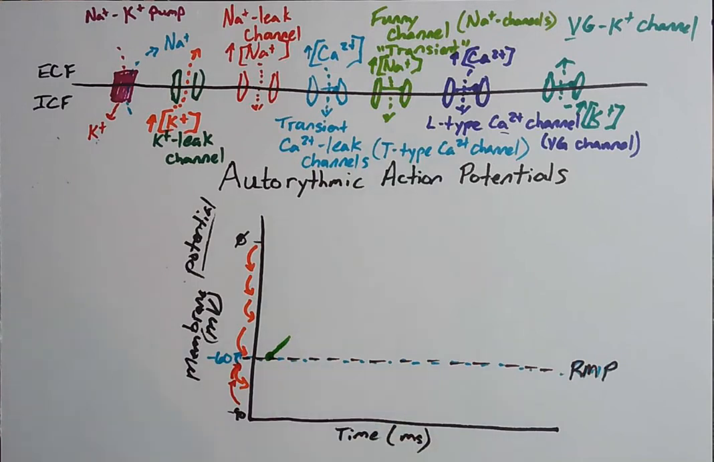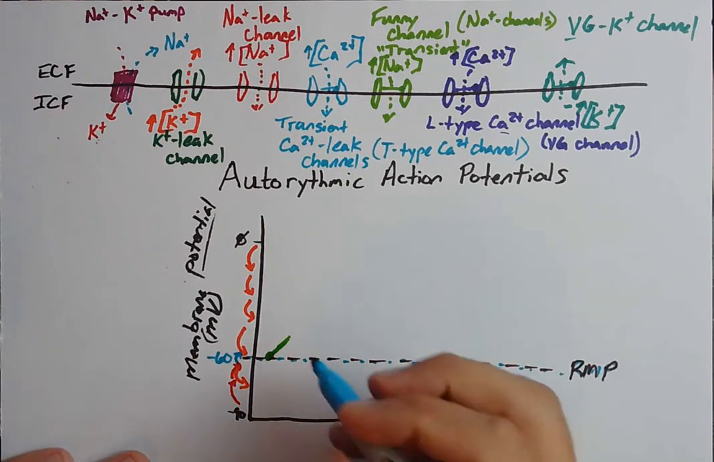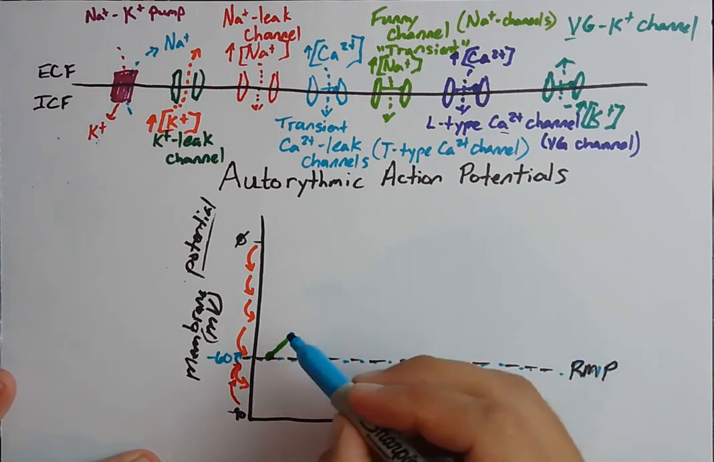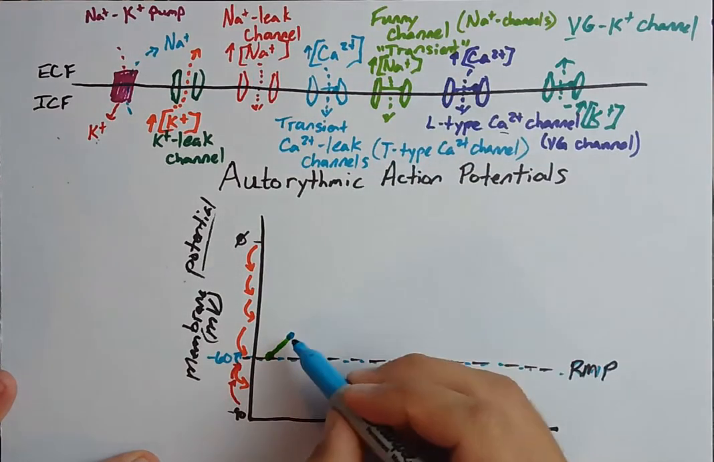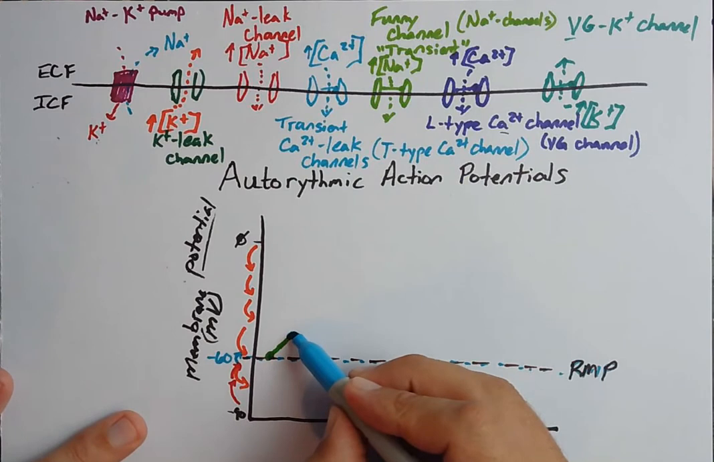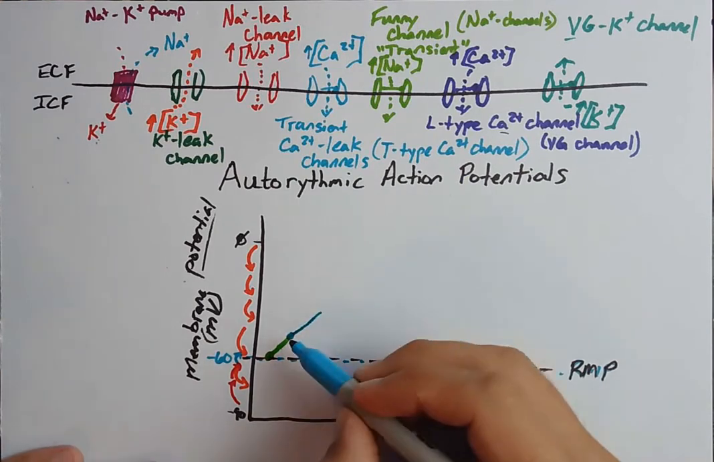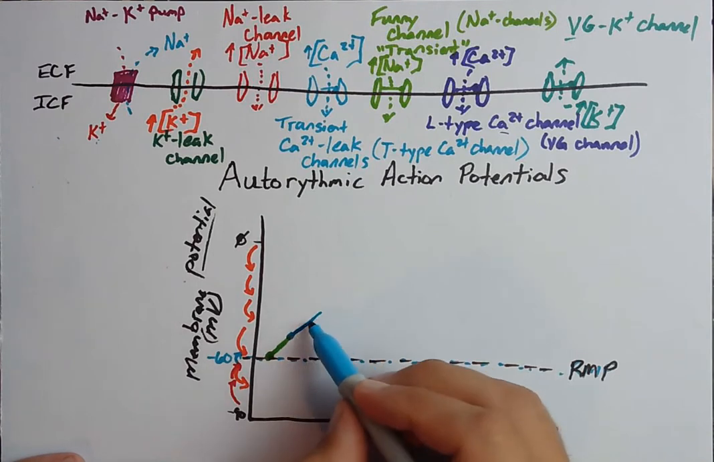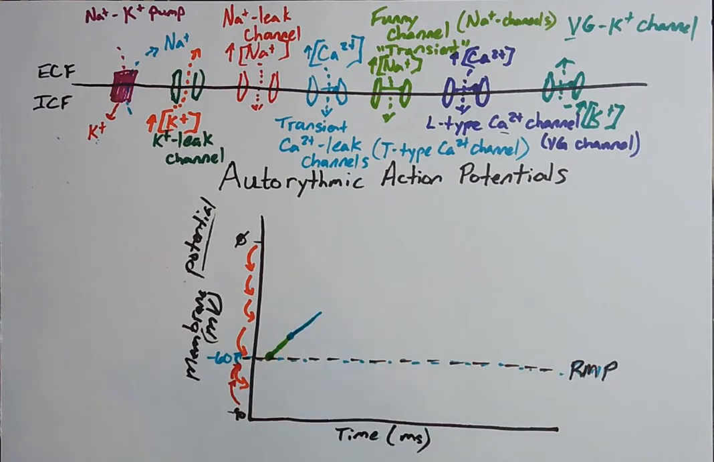But what do we know about transient? They're only open for a very short period of time, at which point they're going to close and something else takes over. Okay? When the funny channels close, that's when the transient calcium leak channels take over. And those calcium channels, the T-type calcium channels, they're going to take over all the way until this thing reaches threshold.